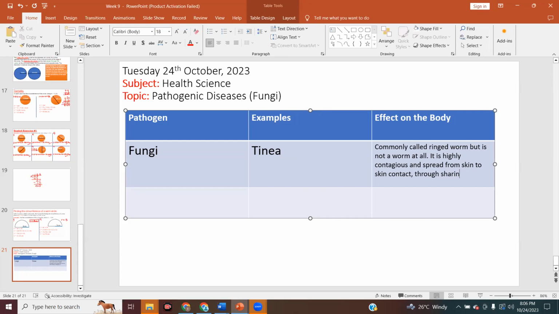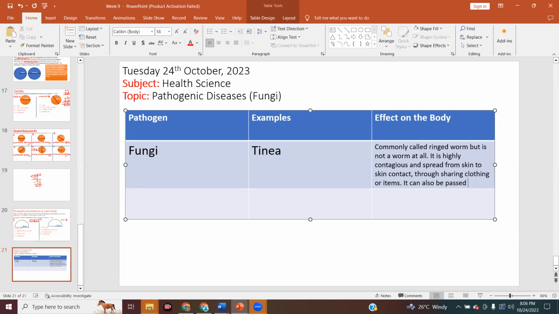It can also spread through sharing clothing or personal items. If you know someone who has ringworm over their body and you use their shirt, or the same boxers that they were using, chances are you could also get it. And for persons who love pets, it can also be transferred from animals such as cats and dogs to humans.